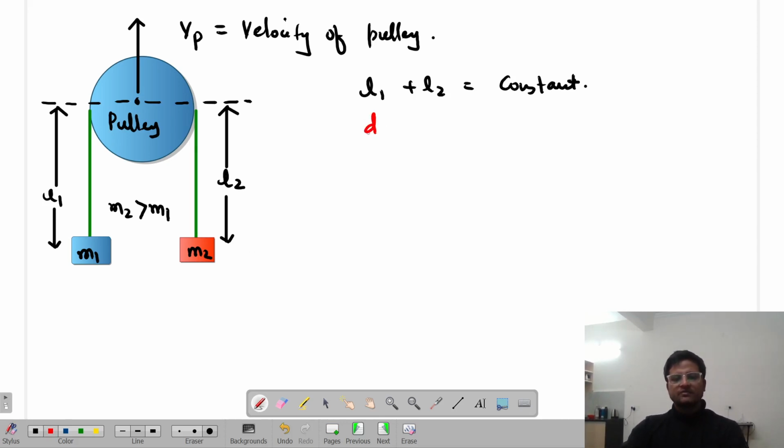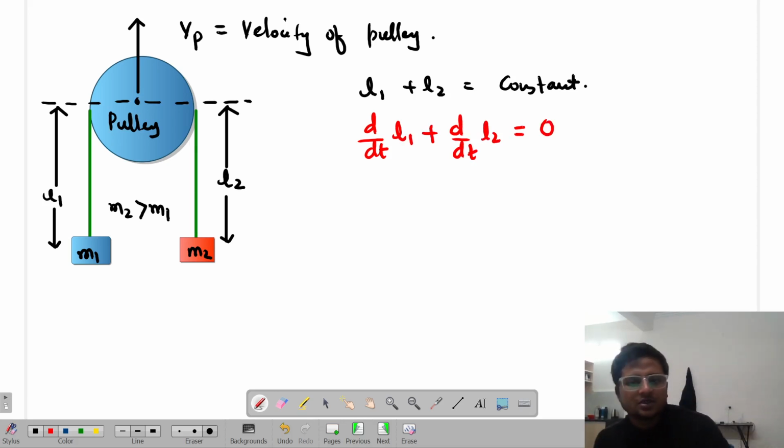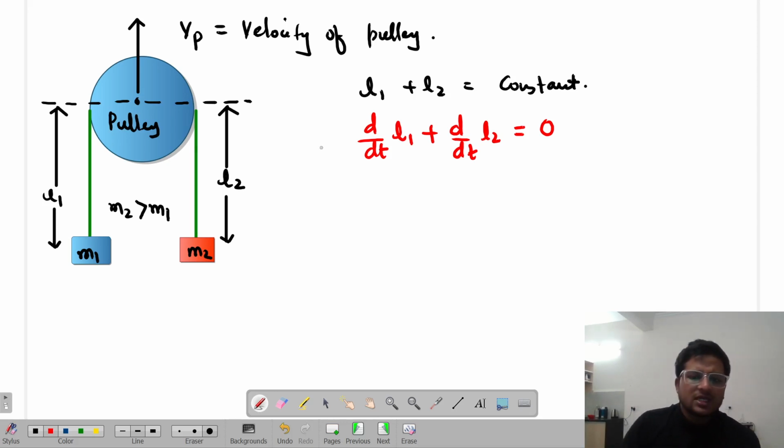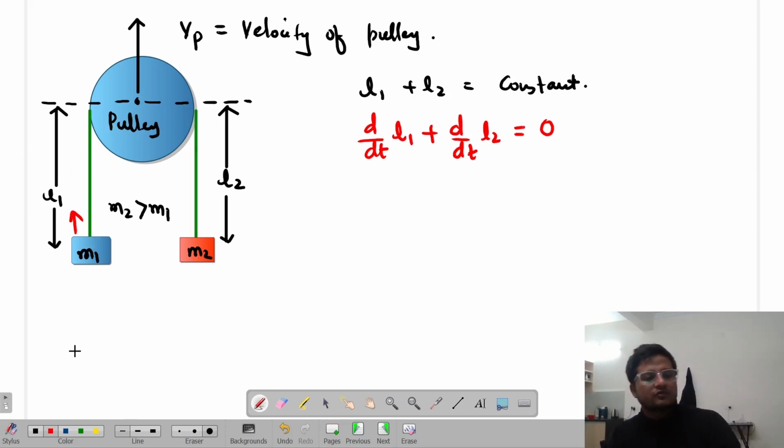Now if the length of the thread is constant, think of one case. Suppose I differentiate this length with respect to time. So this is d by dt of L1 plus d by dt of L2, which must be equal to 0, because the derivative of a constant is 0. Now what is d by dt of L1? It is the velocity of block 1, isn't it? But that velocity is also created by the pulley. So the change in the length of this left part of the thread will appear from the velocity of the pulley and the velocity of block 1.